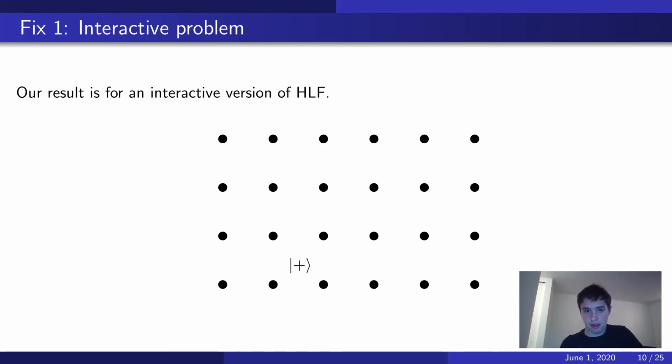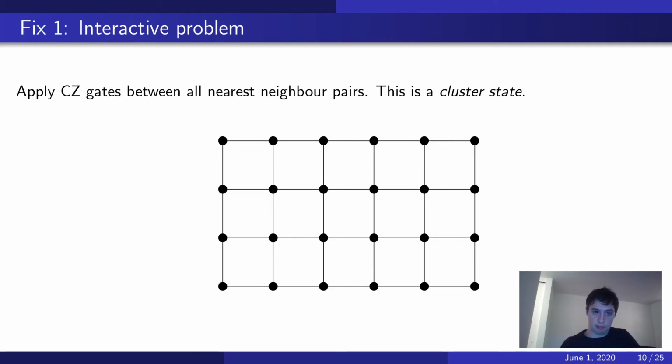And the quantum circuit itself is going to be very similar as well. So we're going to start with a grid of qubits in the plus state. We're going to apply CZ gates between all nearest neighbor pairs. We're just going to apply all of them. There's no input for it this time. And the state that we construct at this point is called a cluster state. So remember that for later.